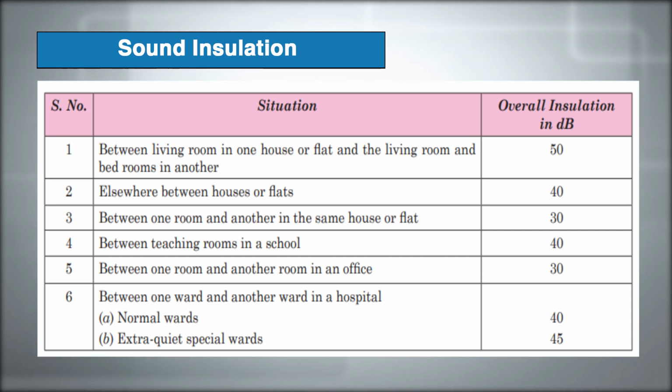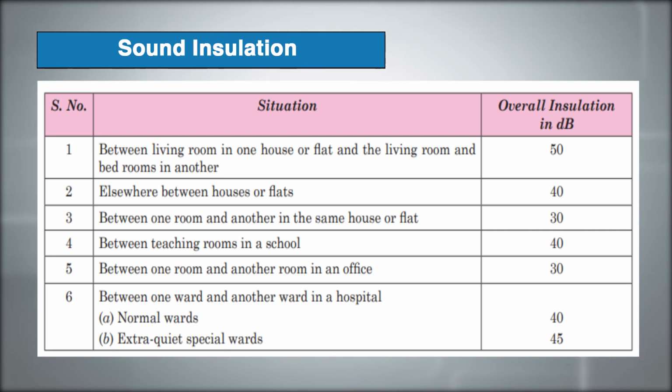Desired levels of sound insulation between rooms are as follows. If the situation is between a living room in one house or flat and the living room or bedroom in another, then overall insulation would be 50 decibel. Elsewhere between houses or flats, it would be 40 decibel. Between one room and another in the same house or flat, overall insulation would be 30 decibel.